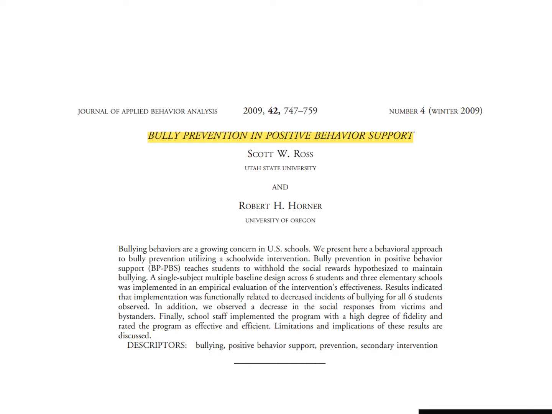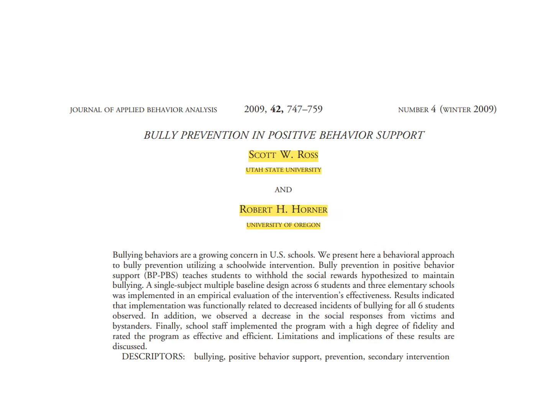So there's the title, and you can look at the title and say, oh yeah, this looks like an article I might want to read, or maybe I don't want to read it. Okay, there's the authors and their affiliations. So Scott Ross, Utah State University, and Rob Horner, University of Oregon.